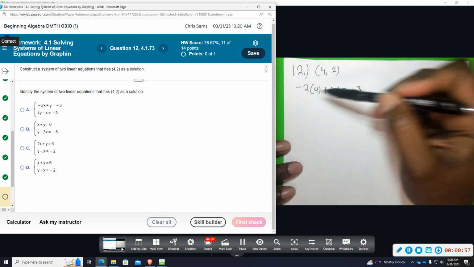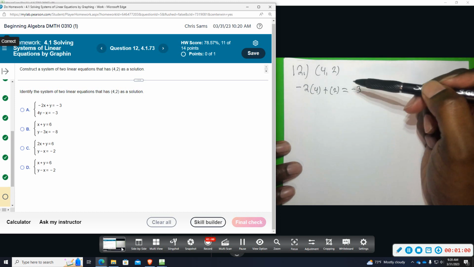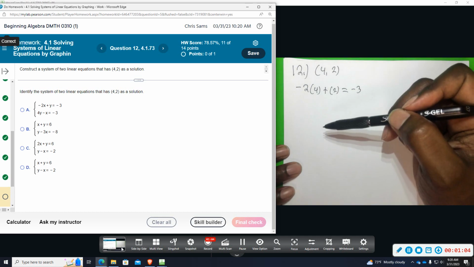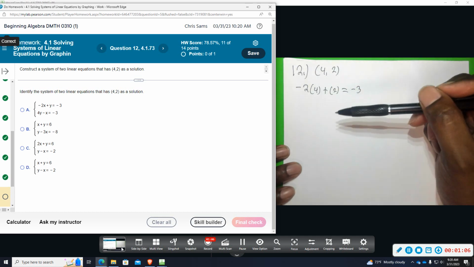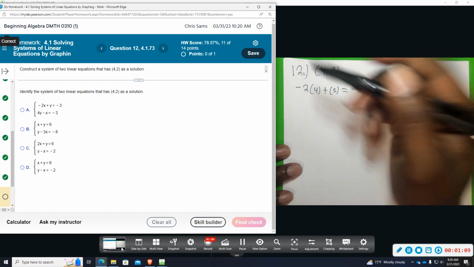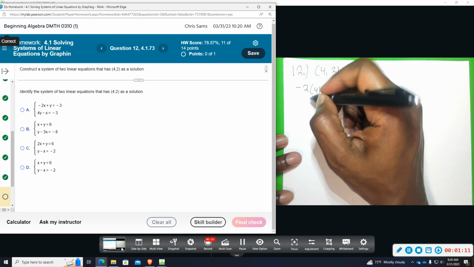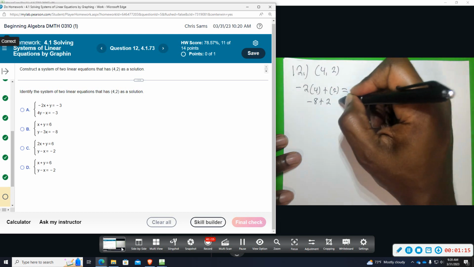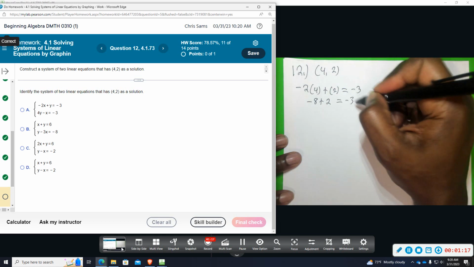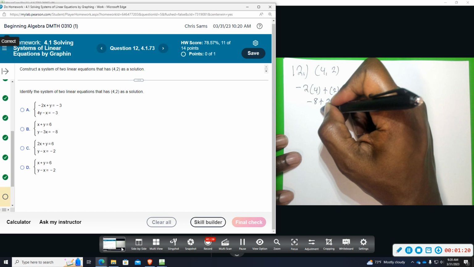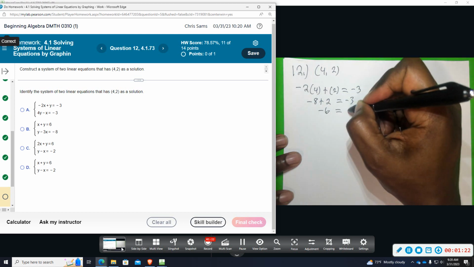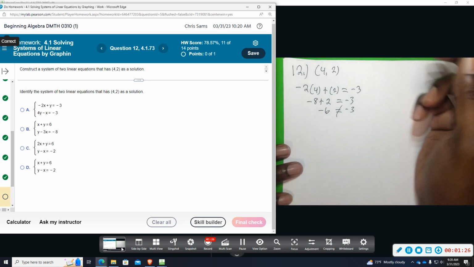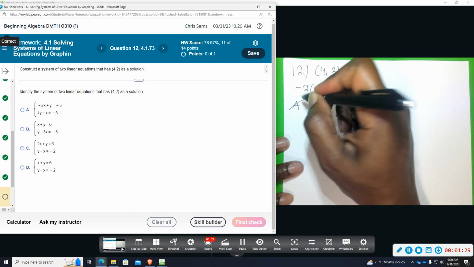Now, if it doesn't work for one of them, I don't have to try the second one. I can just move on to the next answer choice because it has to work for both. It can't just work for one. And if it works for one, I have to make sure it works for the second one as well. So I'm going to multiply here. It's going to give me a negative 8 plus 2. Does that equal negative 3? Negative 8 plus 2 gives me a negative 6 equals negative 3, and that is not true. Okay, so answer choice A is out.